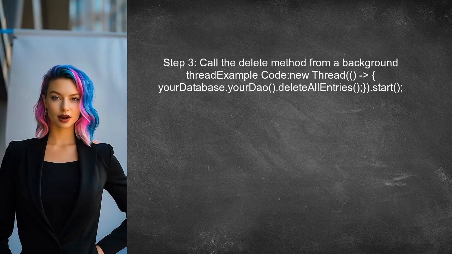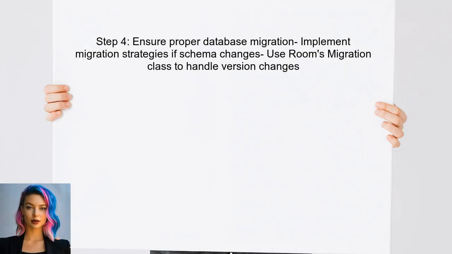After that, the user should call the delete method from the DAO. This can be done from a background thread to avoid blocking the main UI thread. Finally, the user should ensure that the database is properly migrated if they are changing the schema. This is important for maintaining data integrity.